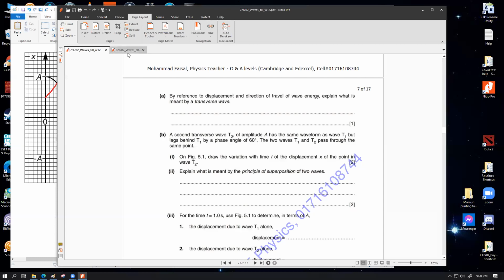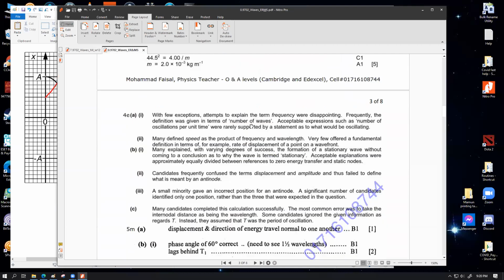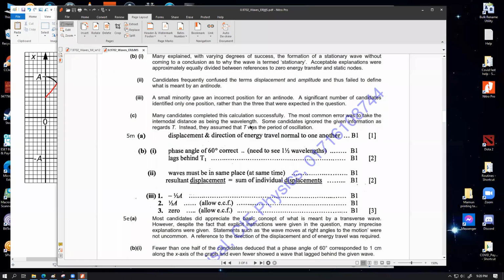Now, just to be sure, let's have a look at the mark scheme. What is the word set that the examiners look for from you? Question number 5. Take a look.